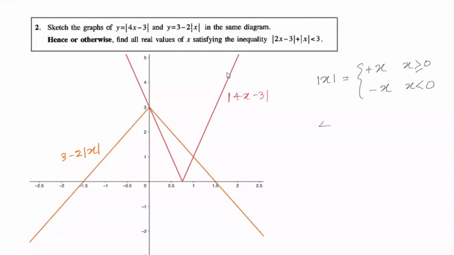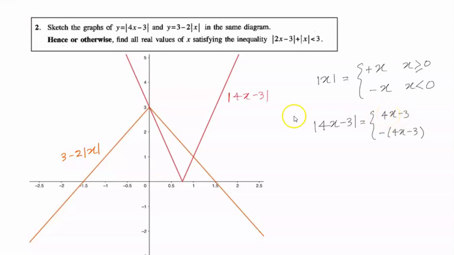So then absolute 4x minus 3 should be defined the same way. You're going to get the 4x minus 3 in one case, and with the minus in the front, the same thing in the other case. In one case, I get 4x minus 3, and this looks like a line, y equals mx plus c form. So 4x minus 3 gives us a slope of 4, a positive slope.